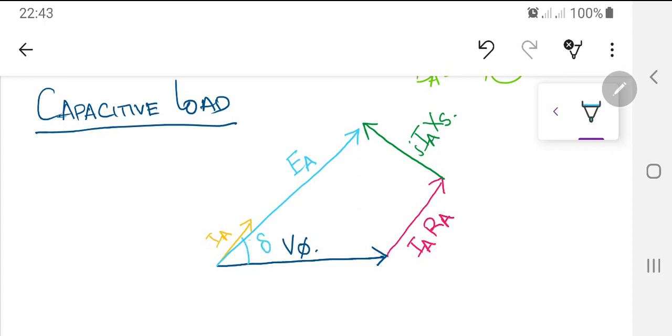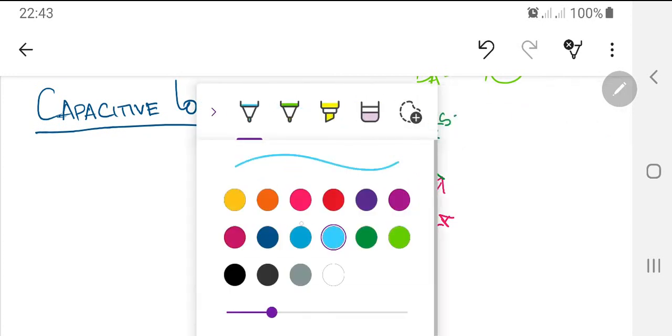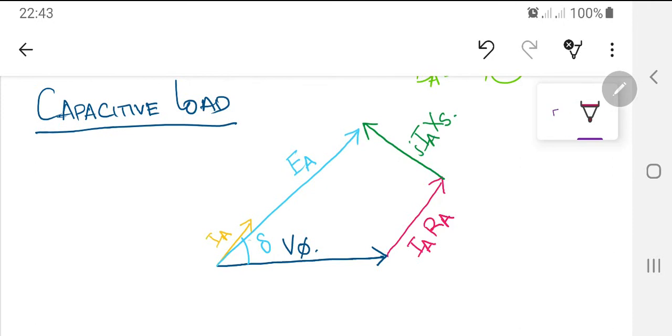Now what will happen when the magnitude of the leading current, which is the capacitive current flowing over here, increases from IA to IA bar. I'm just showing it a little away from IA, so both vectors are visible.